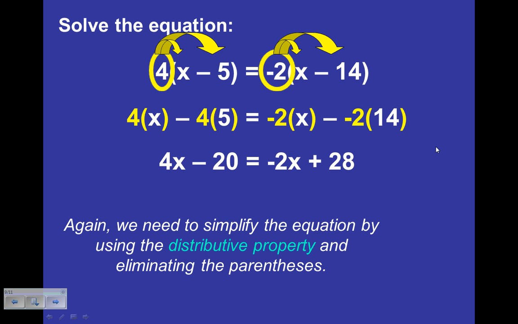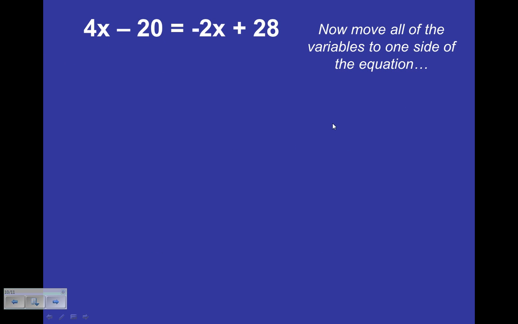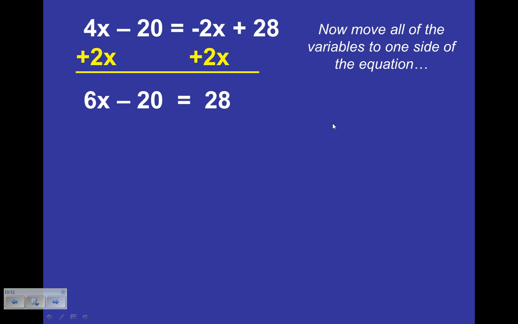Well, now look, you've got x's on both sides, an x on the left and an x on the right. Numbers on the left, numbers on the right. So now you've got to move the variables to one of the sides, and I normally like to always move them to the left side. So I'm going to add 2x to each side. You could move the 4x, but a lot of teachers will show you to move the x's to the left because it's easier when we solve equations with inequalities down the road. You get 6x minus 20 equals 28.